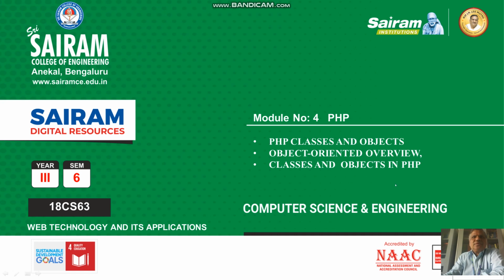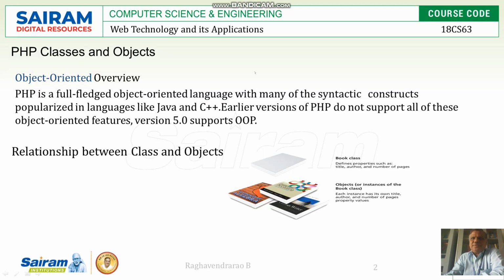Okay. So now PHP classes and objects. As you all know, PHP is a full-fledged object-oriented programming language, like C, C++ and Java, and those methods are going to be used over here. Also, only version 5 and above supports the object-oriented programming concepts. Now, what do we mean by objects and classes?